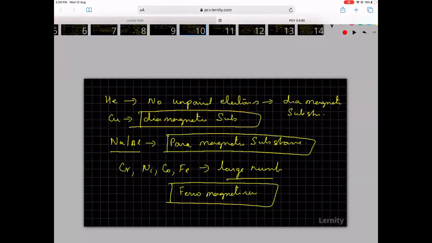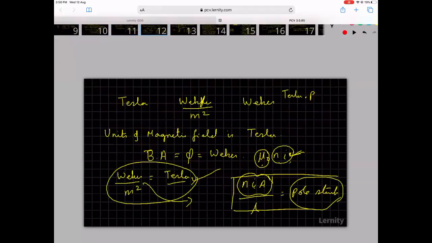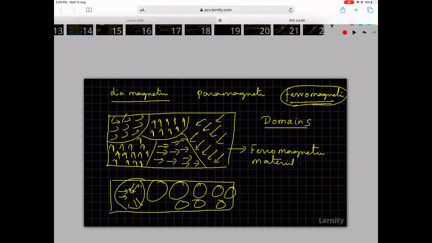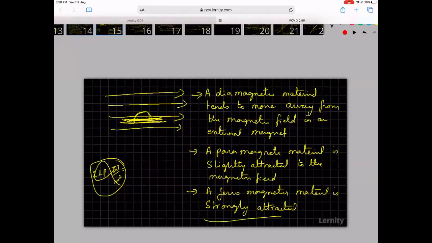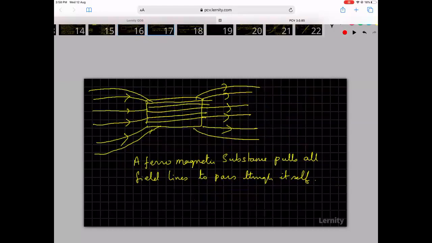9th, 10th, 11th, 12th, 13, 14, 15, 16, 17, 18.